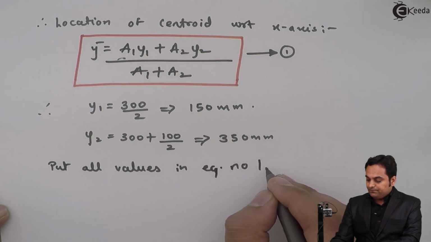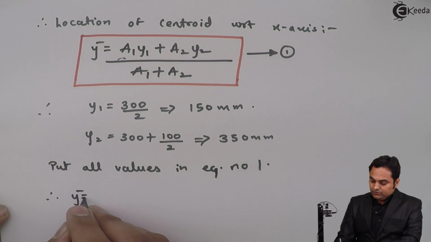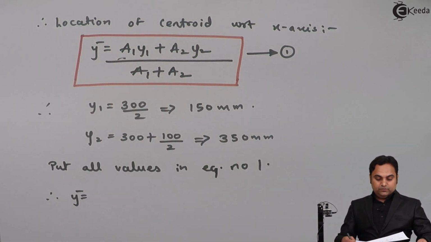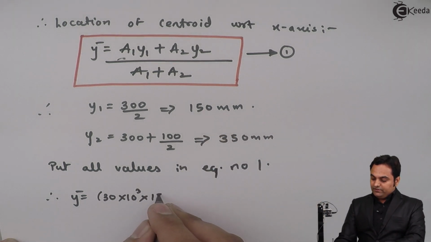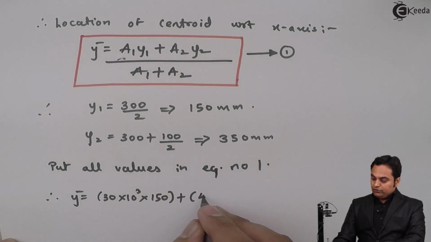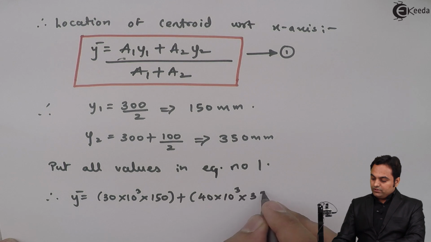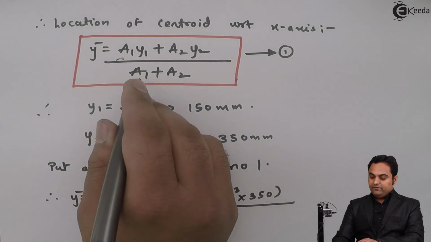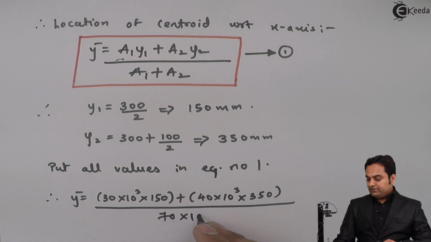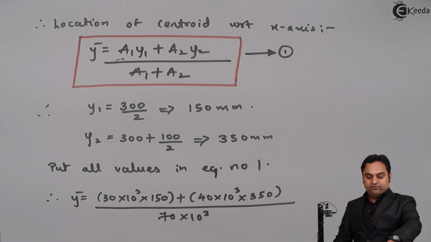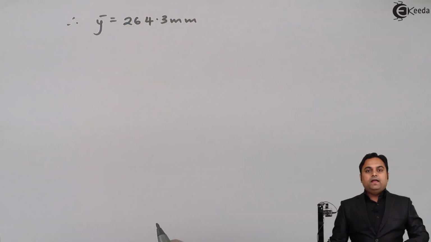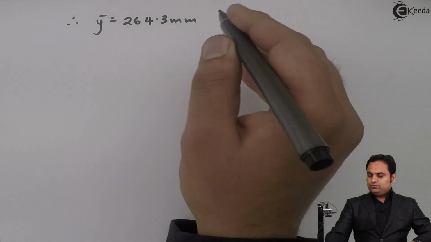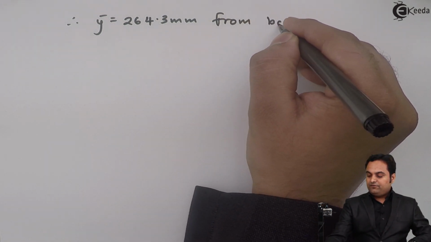So I'll keep this as equation 1 and put all values in equation number 1. So y bar is equal to A1, which is 30 into 10 raised to 3, into y1 150, plus A2, 40 into 10 raised to 3, into y2 350, divided by A1 plus A2, the total area, 70 into 10 raised to 3. From this I am getting the value of y bar as 264.3 mm, and as I have taken all the distances from the bottom, this reference is from the bottom.